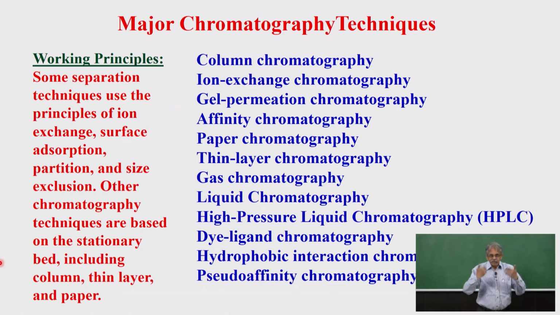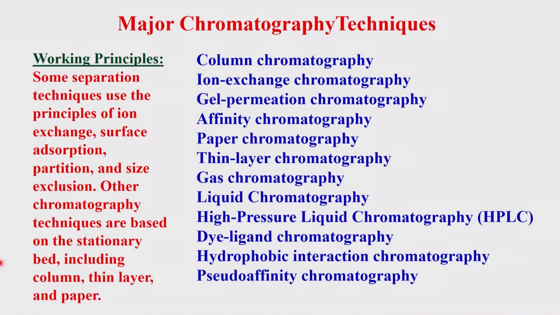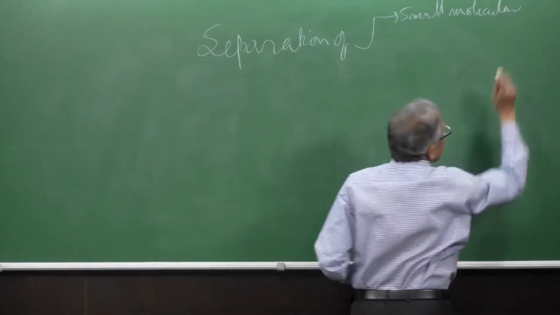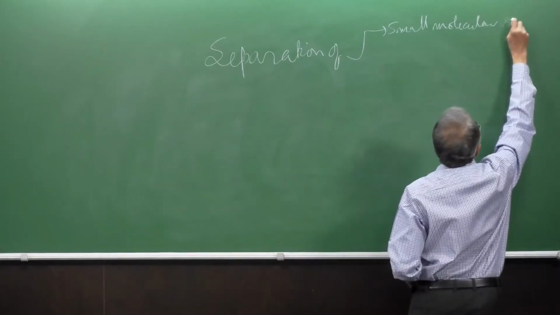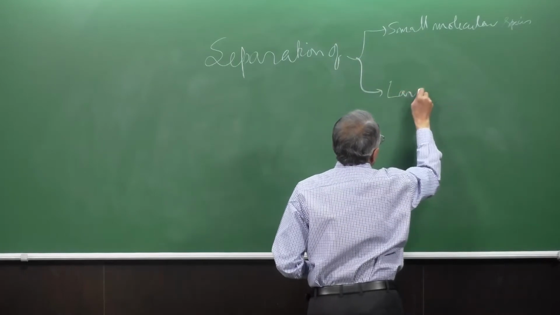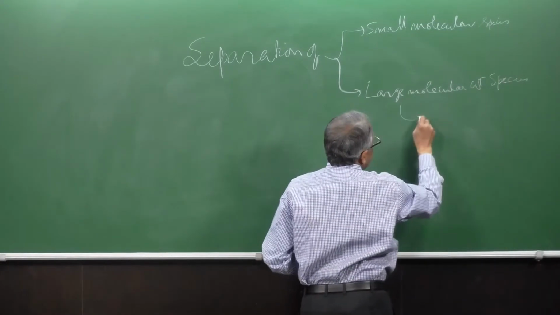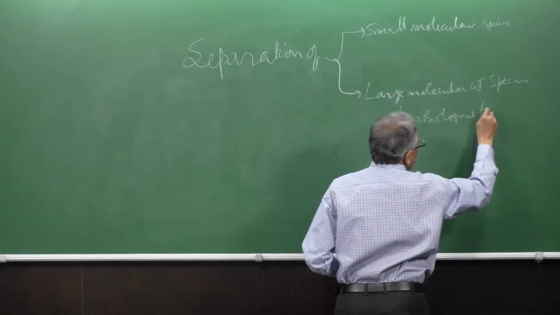When you isolate proteins, you don't generally synthesize them, but you isolate them from cells. Not only the protein that you wanted will come, but you may get many other unwanted proteins of different molecular weights as well. Therefore, one can separate all of these using these kinds of techniques. So essentially what we have looked at is the separation of small molecular species, which are synthesized in the laboratory, and large molecular weight species. These are primarily biological or natural systems.